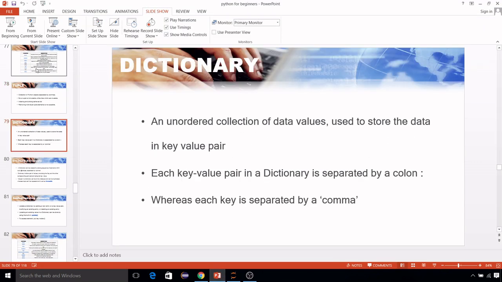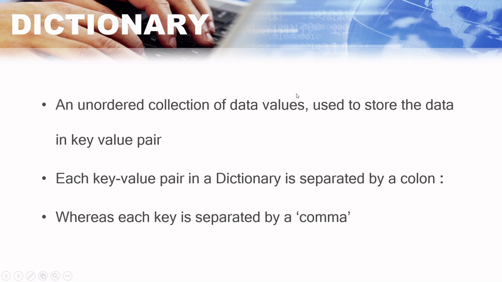Next, coming to our next topic, which is dictionary. Third data structure: list, tuple, then dictionary. It is an unordered collection of values used to store the data in key value pair. So it is a little bit different from the other two, whatever you have seen till now.